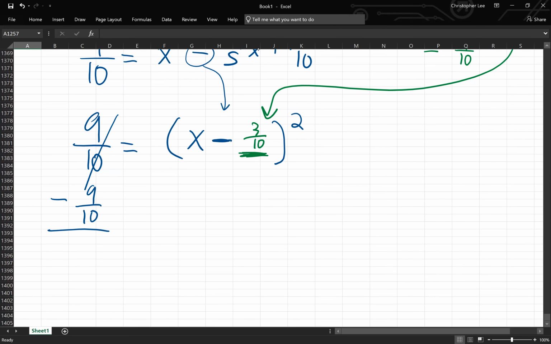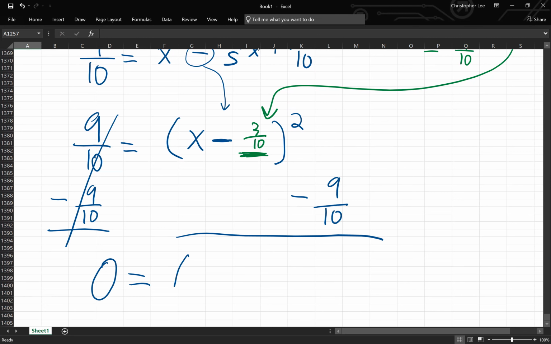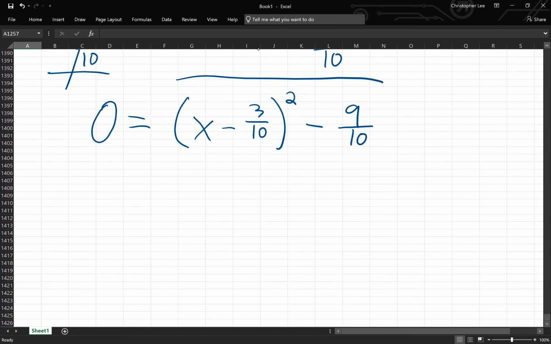Because remember, I'm not trying to actually solve this. I'm just trying to find those other letters. So I'm going to subtract 9/10 over here. So now what do I have? I have 0 is equal to, open parentheses, x minus 3/10, squared, minus the 9/10. Just like that.